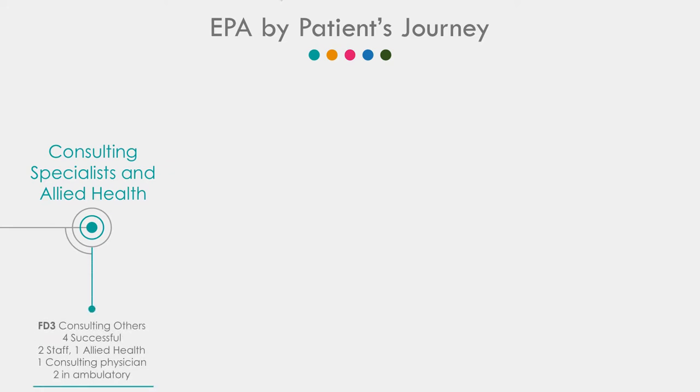So in the care of a patient in hospital, we often consult specialists in allied health. And this is the one EPA that actually has an ambulatory component, but I'll come back to that in a bit. So FD3, consulting others, you need 4 successful, and it's kind of prescriptive who the 4 are. 2 are observed by the attending physician, 1 by an allied health, and 1 by the physician whom you are consulting. So if you think about it, the reason for that is this EPA is all about, can you ask a good focused question that's understandable to the receiver, okay?